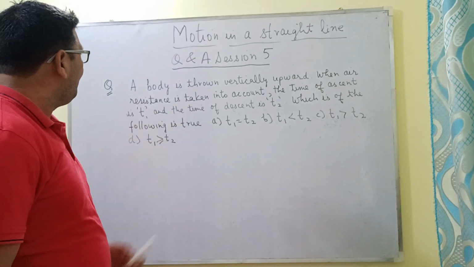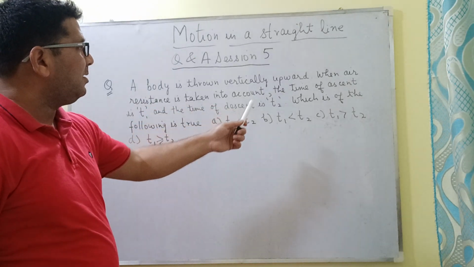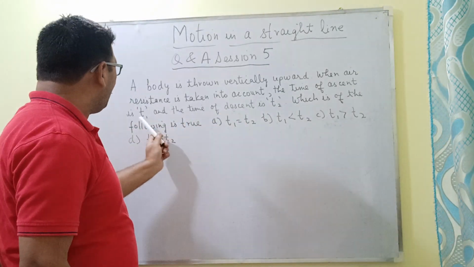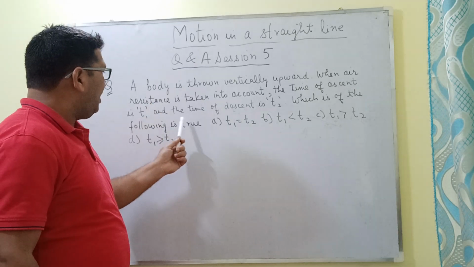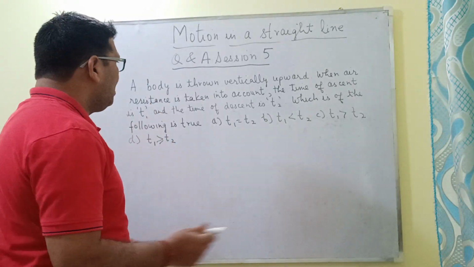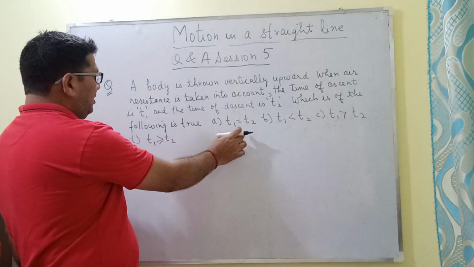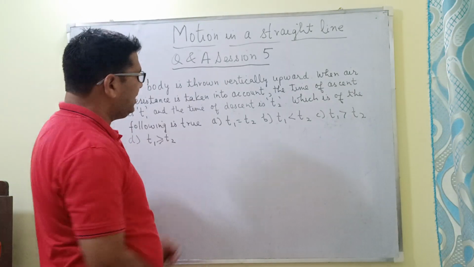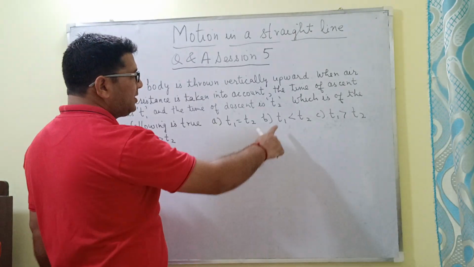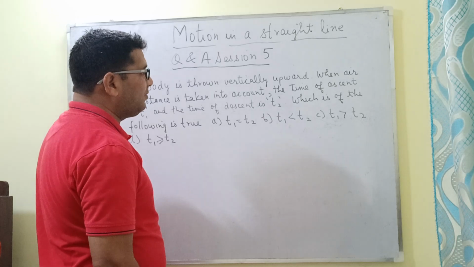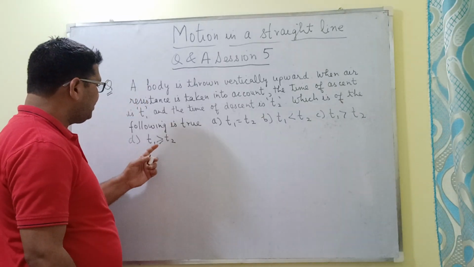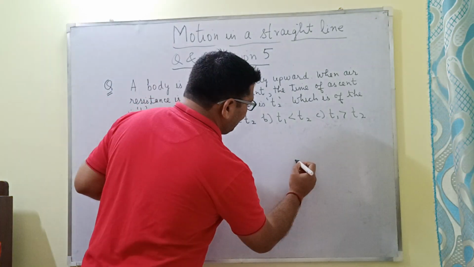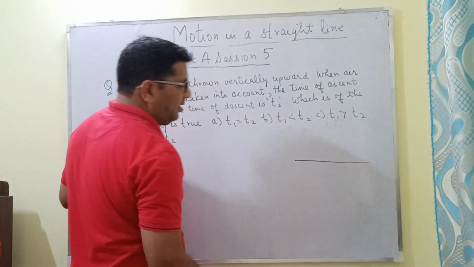And the question here is, a body is thrown vertically upward. When the air resistance is taken into account, the time of ascent is T1 and the time of descent is T2. So which of the following relations is correct? There are four relations here: first, T1 is equal to T2; second, T1 is less than T2; third, T1 is greater than T2; and the fourth, T1 is greater than or equal to T2. So let us try to understand this question with the help of a simple diagram.